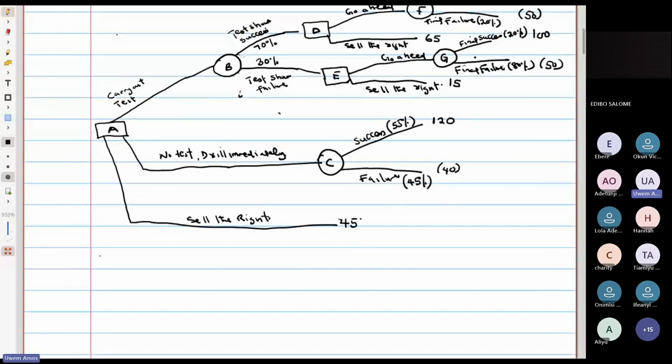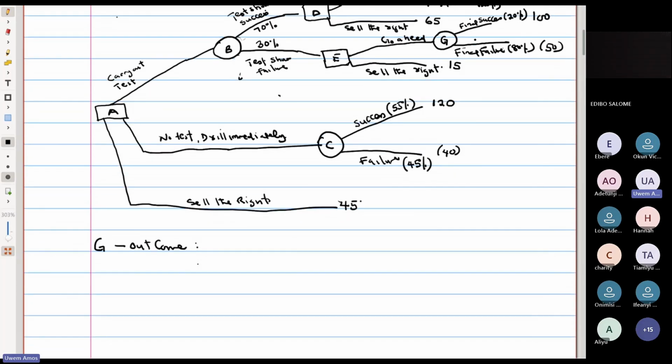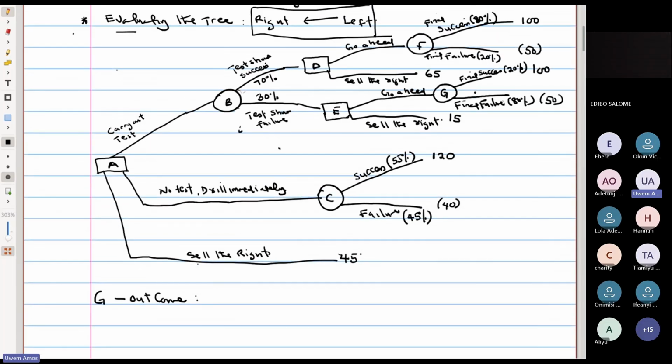So point G. And point G is outcome. So we calculate the expected value. The expected value would be the individual values multiplied by the probability, and then we sum it up. So this is point G. From point G, we have 100 and we have 50. So 100, the probability of success is 20%.